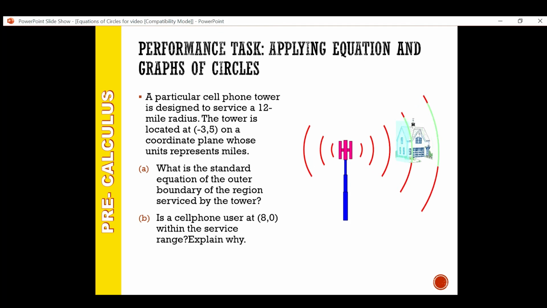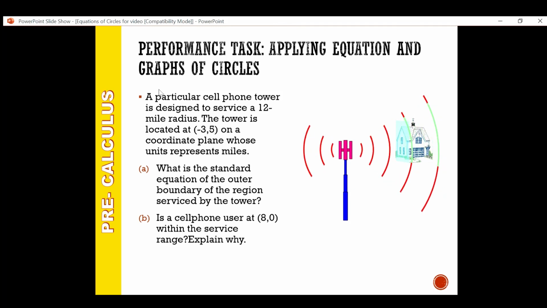Okay, next is for our performance task. So, apply natin yung natutunan natin. So, ito yung problem, class, about the cellphone tower na pinakita ko sa inyo kanina. So, imagine nyo, engineer na kayo ngayon at kailangan yung ma-solve tong problem na to.